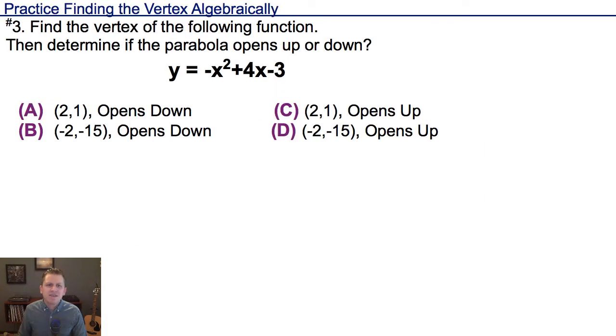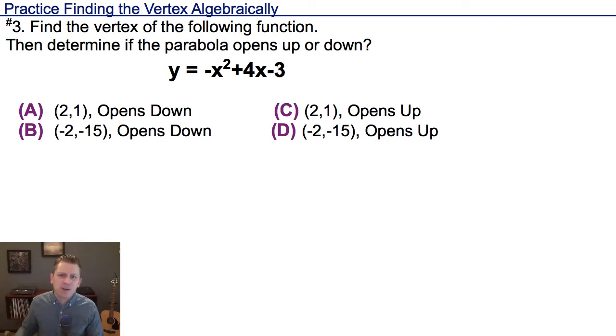See if you could find the vertex of the following function, then determine if the parabola opens up or down. In order to do this, the first thing I want to do is identify a, b, and c. A is the coefficient of x squared, which in this case is -1. Once we know what the a value is, we know if this parabola opens up or down. Anytime the a value is negative, the parabola opens down, so I can eliminate choices C and D.